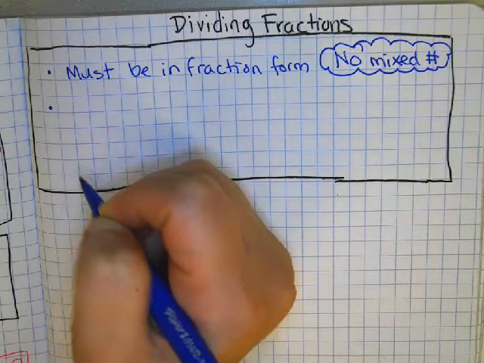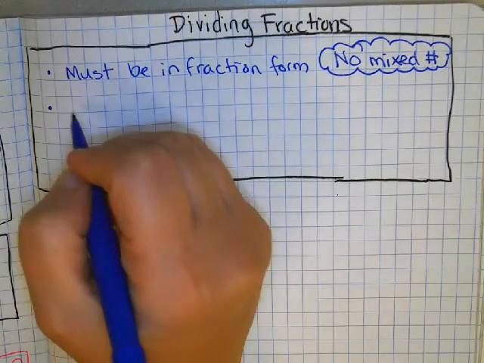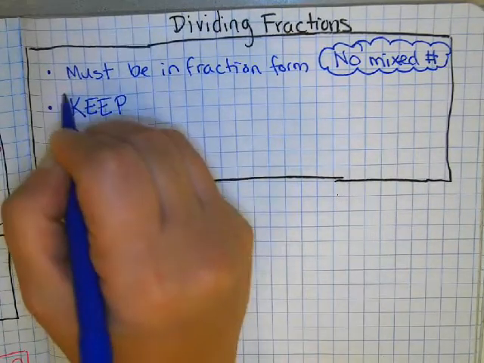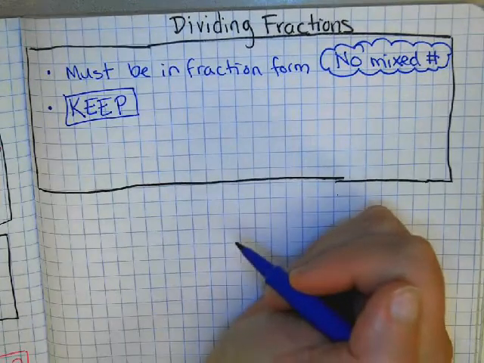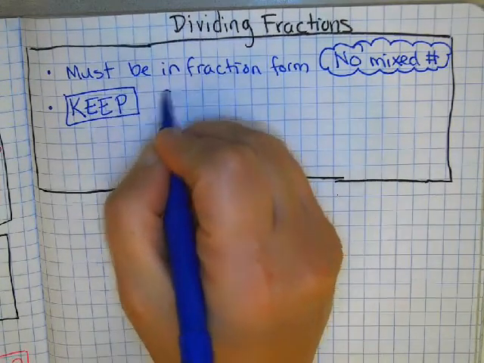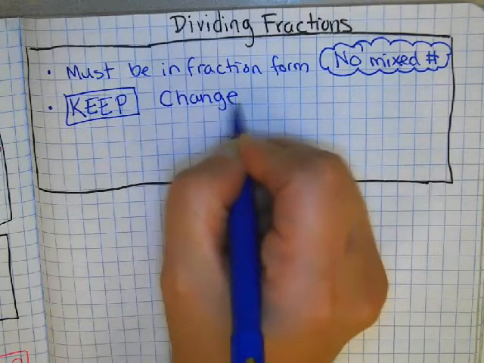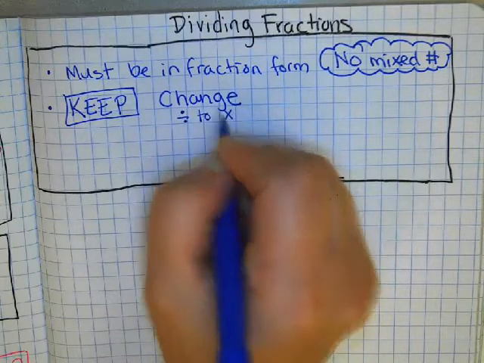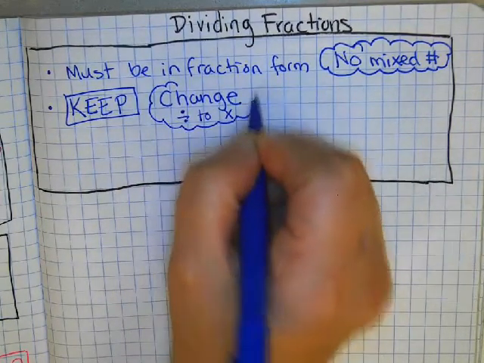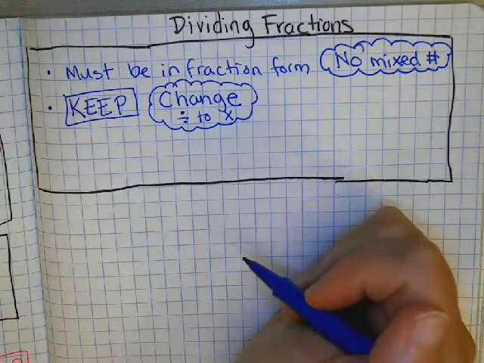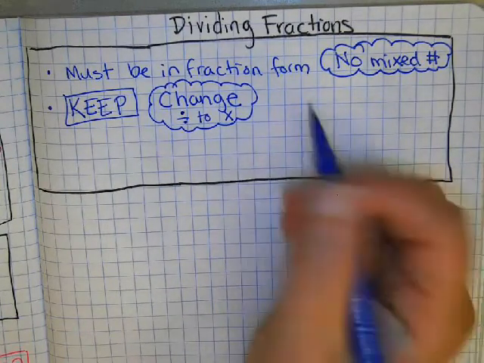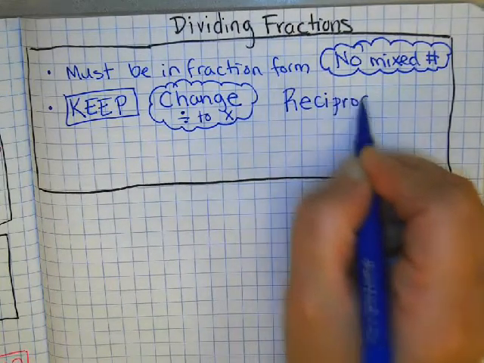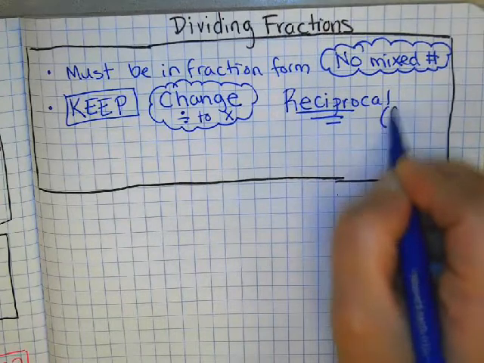Then we're going to follow this simple phrase. We're going to keep the first number the same. Do nothing to it. We're going to change the division to a multiplication symbol. And then we're going to, what you're used to saying, flip it, but we're going to use our fancy word, reciprocal, which just means flip.